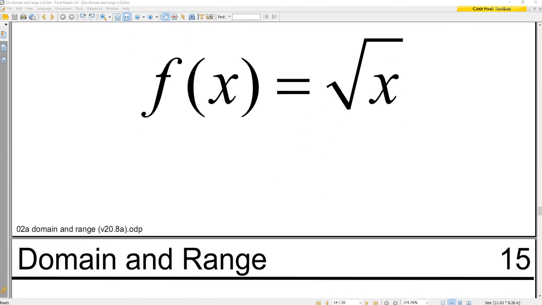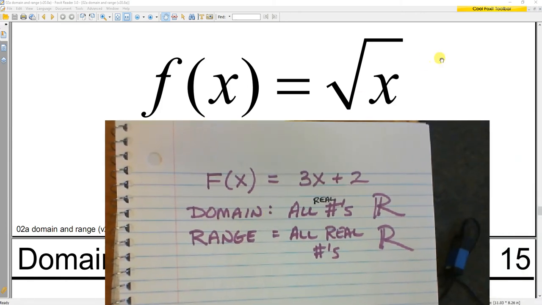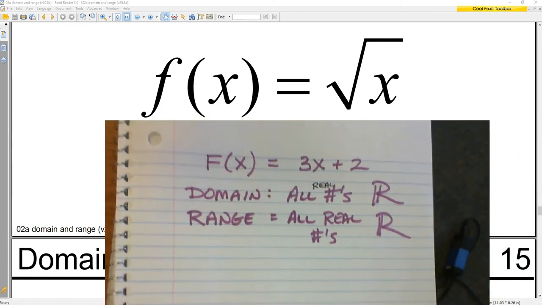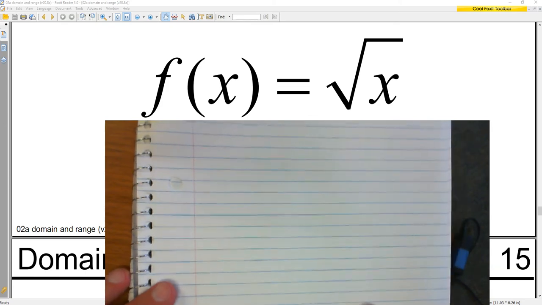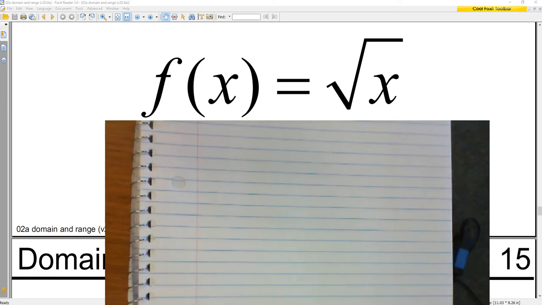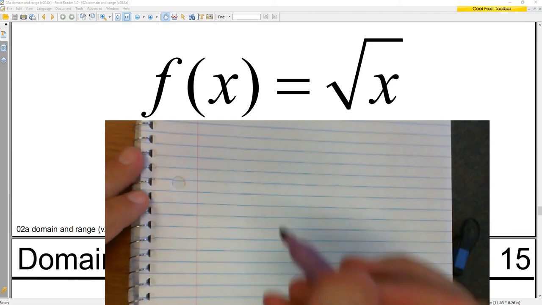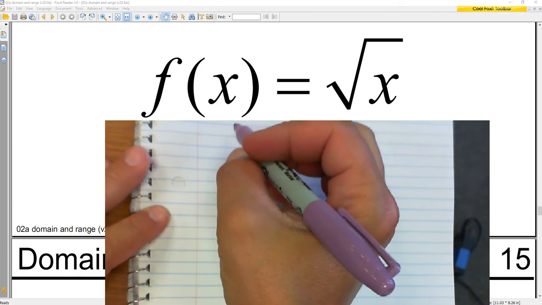There should be a movie like Wreck-It Ralph. Ralph Wrecks the Domain. I just saw that movie recently. I like that movie. It's a fun movie.